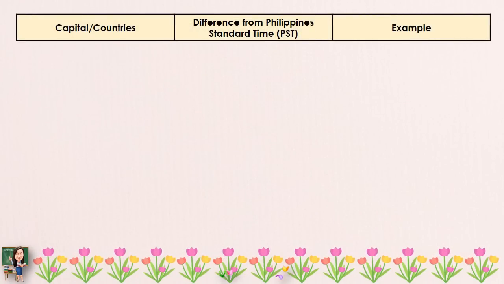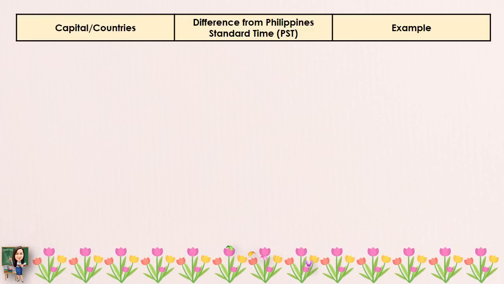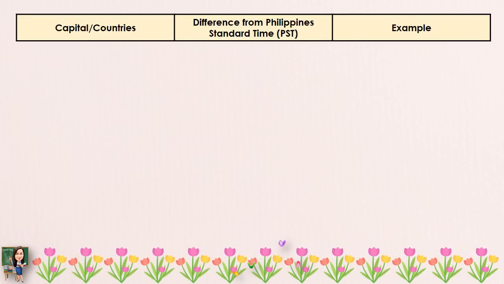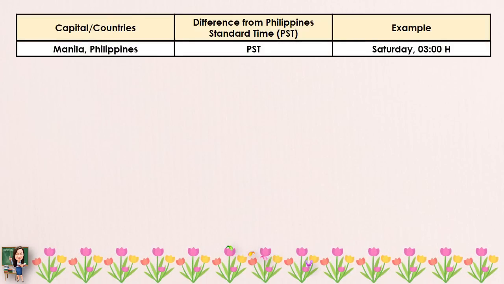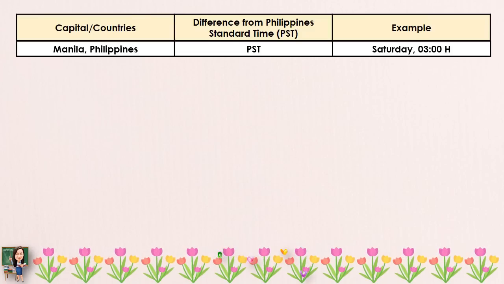Okay, so let's see the table here. We have 3 columns. In the first column, we have capitals or countries. Then in the second column, the difference from Philippine Standard Time or PST. And in the third column, we have examples. So let us take a look. Manila, Philippines. For example, the Philippine Standard Time is Saturday, 300 hours.